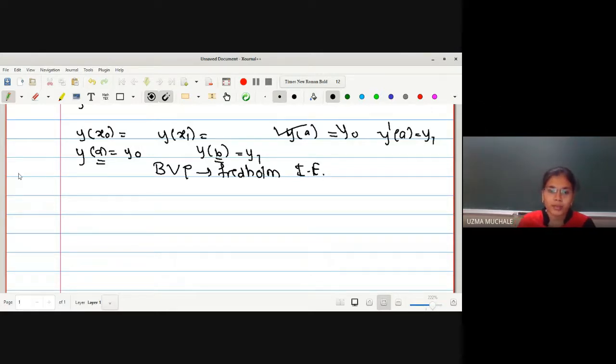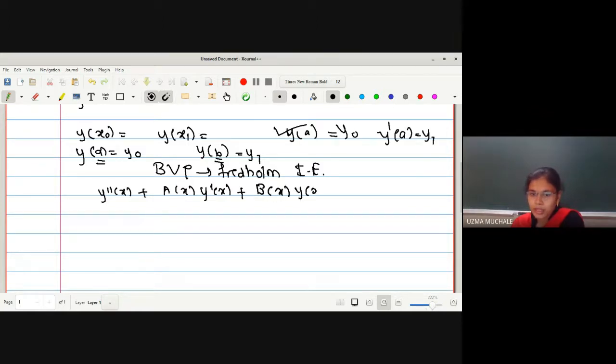We have to convert a boundary value problem to a Fredholm integral equation. Now let us consider any differential equation of second order, that is y double dash of x plus a of x y dash plus b of x y is equal to f of x, which is equation 1. And what is our equation 2? The conditions given to us, that is y of a is y naught and y of b is y1. This is our second condition.